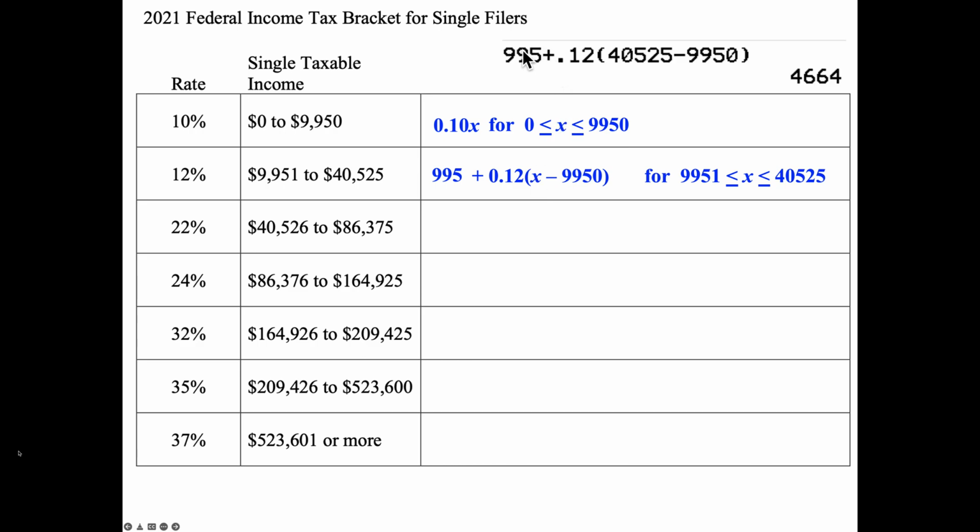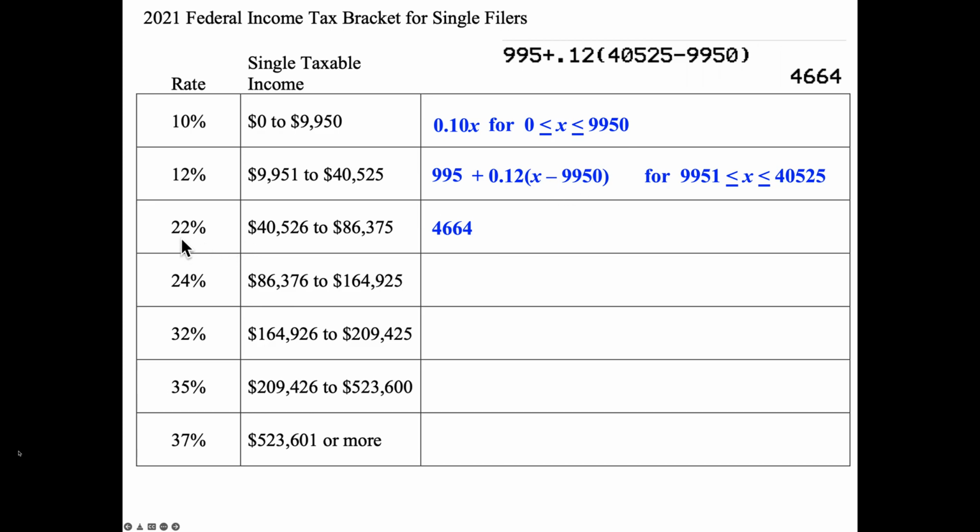Okay, go to your calculator for this because these are going to be crazy numbers. 995 plus 0.12 times 40,525 minus 9,950, $4,664 is the first two lines of the tax bracket maxed out. So if I made $40,525, I paid $4,664 in federal income tax.